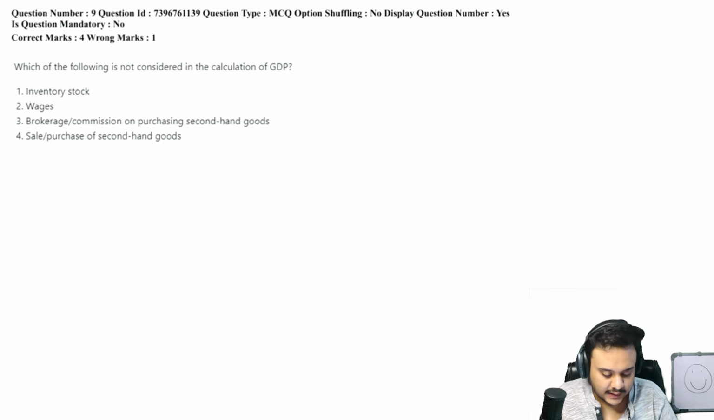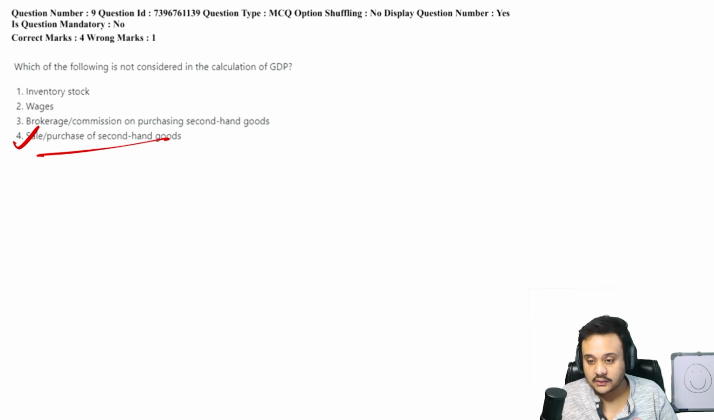Okay. So the ninth one says, which of the following is not considered in calculation of GDP: inventory, stock, wages, brokerage or commission on purchasing second-hand goods, sale, purchase of second-hand goods. Yeah, I don't know what else to say except that it is a very easy question, and these types of questions where you are getting free marks, please do not make a mistake in these. Do not make any silly mistake. That is why keep revising your basics.